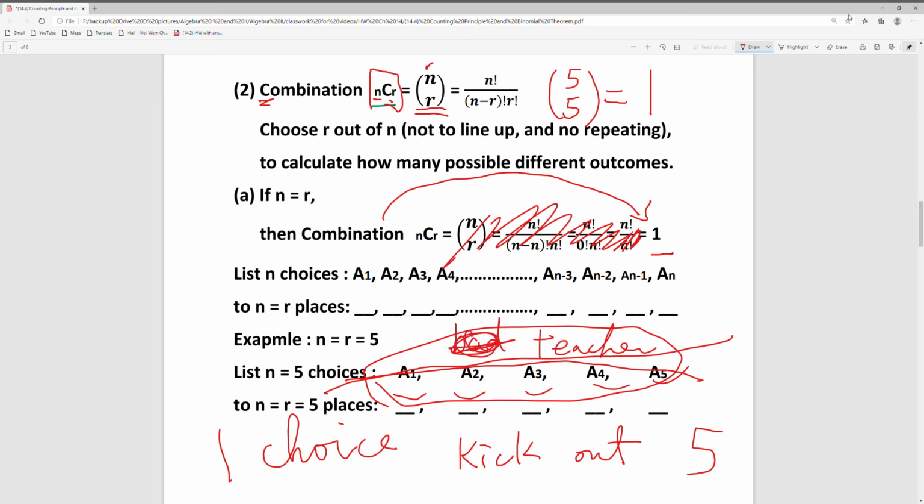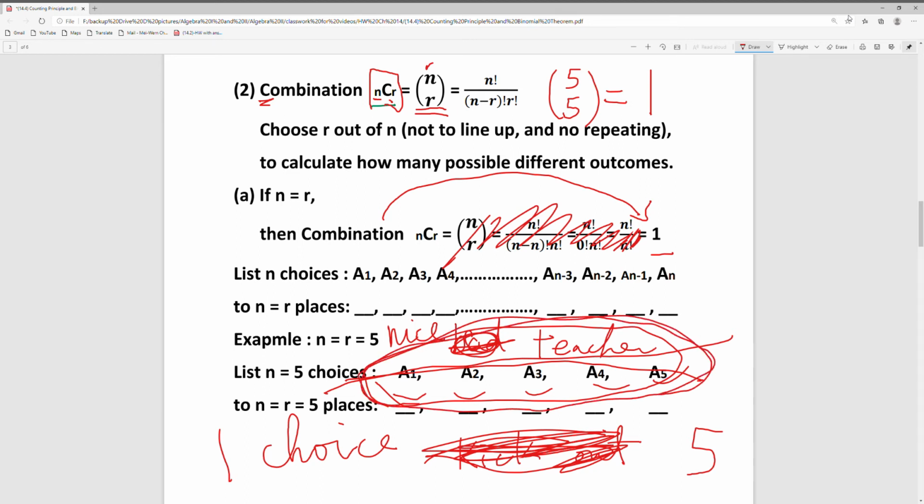Or if I say I'm a very nice teacher, I say no matter what your test is, I will let you pass the class. I have 5 students, and I don't care whether you work hard or not. I will just let all of you pass the class. So how do I choose my students? I have only 1 choice, this group. So combination is kind of how many groups you can choose, not individual, different outcomes. Okay, so how many groups can you choose? If you have 5 students and you want to choose 5 students without lining up, it means you just group them together. So there's only 1 choice.